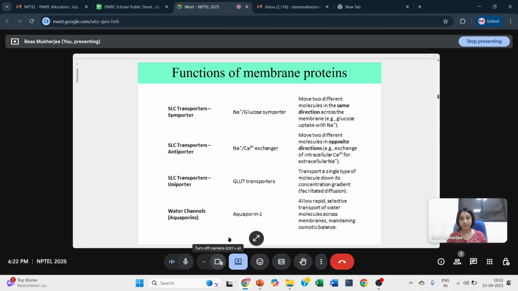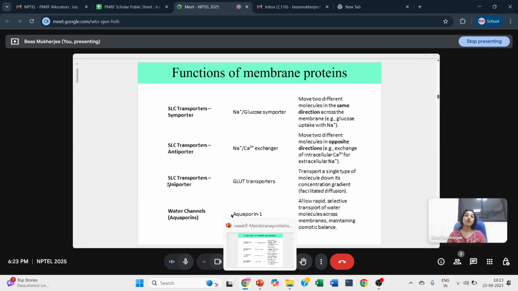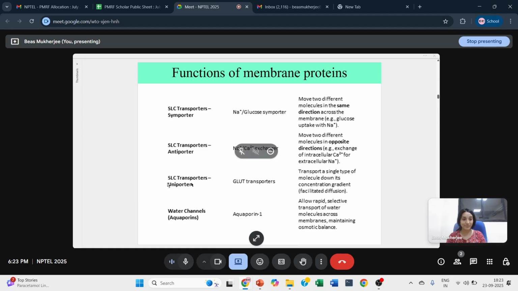facilitated diffusion. Now we come to water channels, that is aquaporins. Now these are specialized proteins which only help in transport of water molecules, rapid and selective transport of water molecules across the membrane, maintaining osmotic balance. So these are the different things that are going on inside the cell membrane, and these are all helping in transport of different molecules across the membrane. Okay.